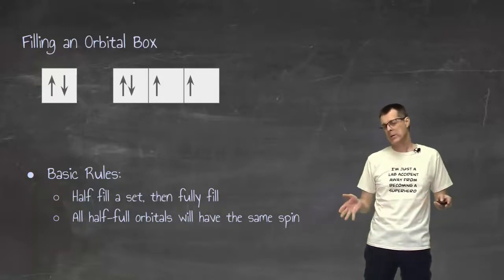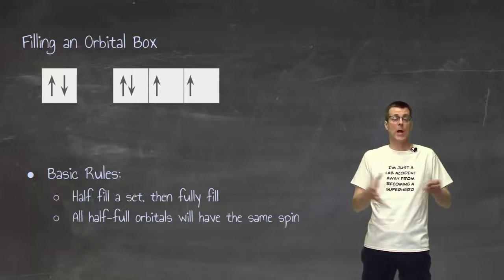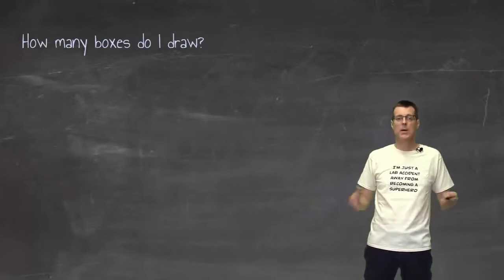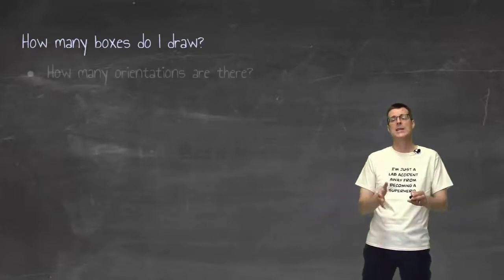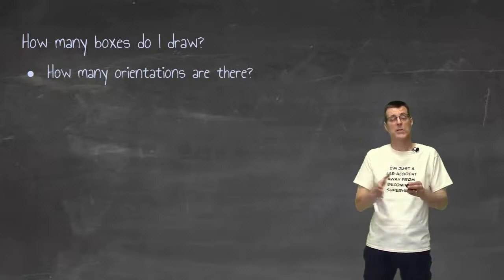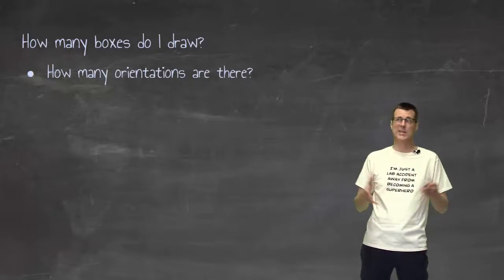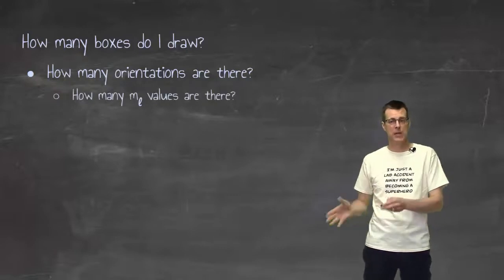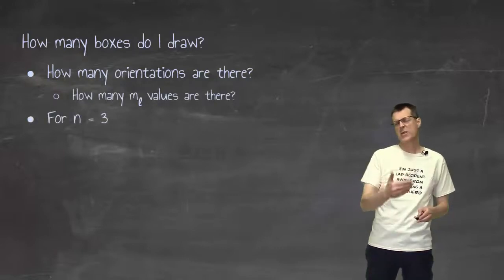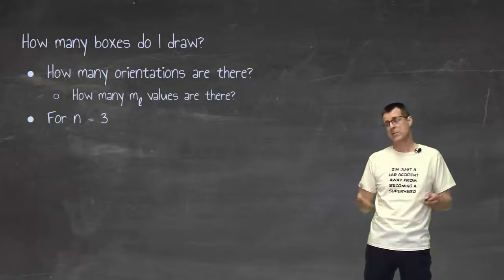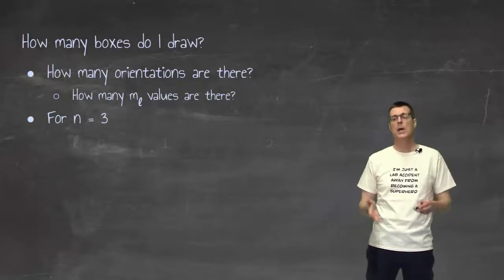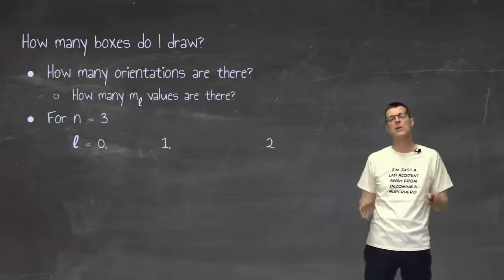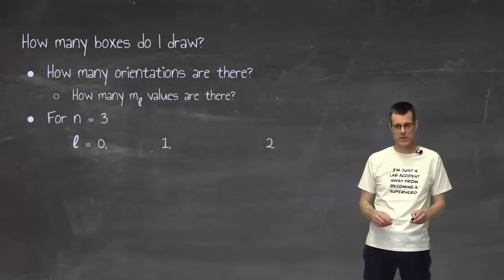Okay, how do I know how many boxes to draw and the order of filling? Well, we're going to work on that next, starting with how many boxes. It comes down to the number of orientations that you're allowed to have. And the number of orientations comes down to the number of m sub L values there are. So if you think about listing out your quantum numbers, you've got n equals 3, for example. L can be 0, 1, or 2, and I know we don't normally write them out that far apart, and that's okay. We're going to be using it to draw boxes.